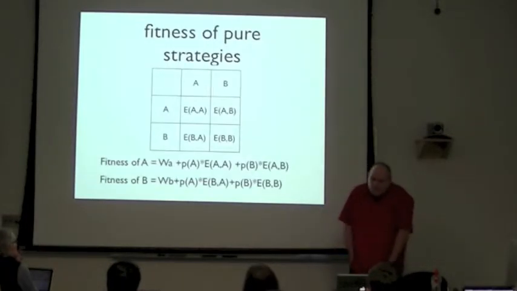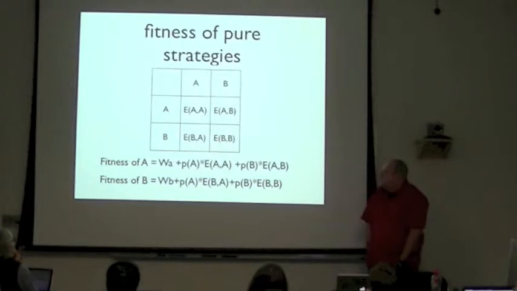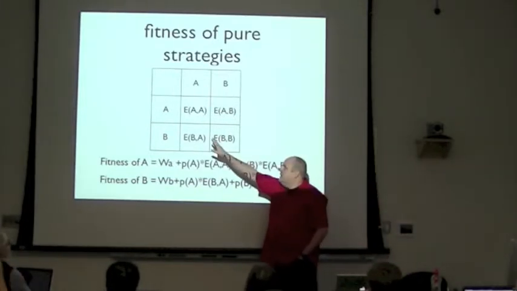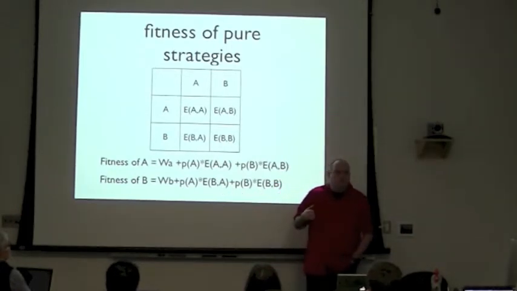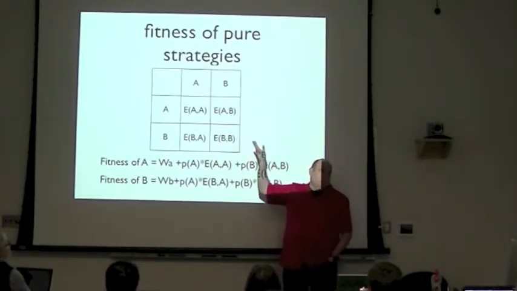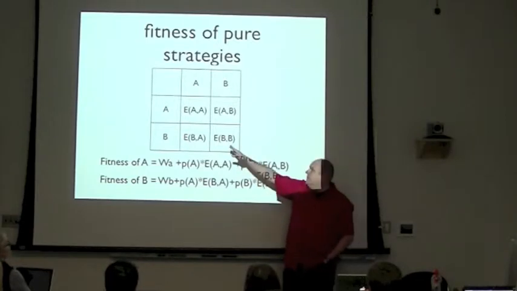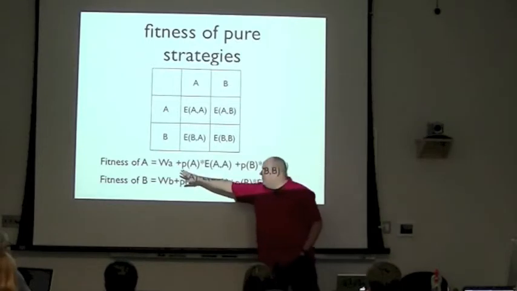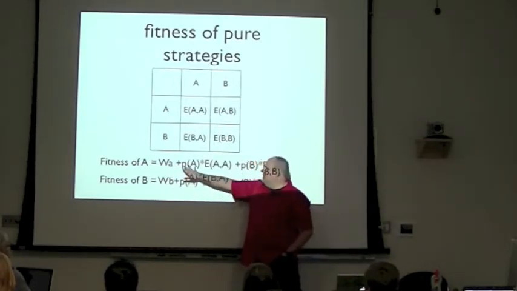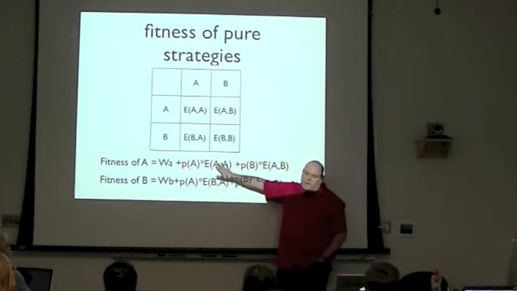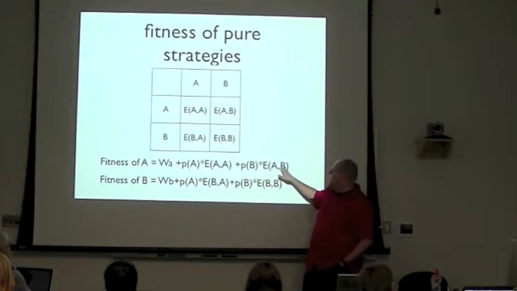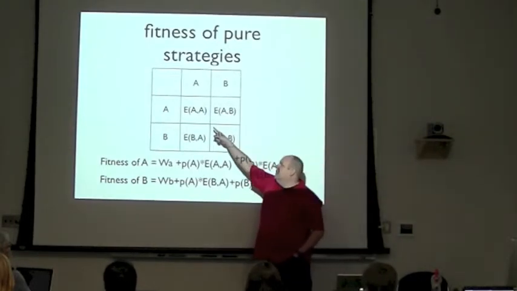Now, you can compute the fitness of pure strategies rather easily. I'm going to talk you through that. If you are an A player, there's a certain probability that you encounter an A player, and that depends on the frequency of A players. The payoff you get, E of AA, is your base fitness, which we usually ignore, plus the frequency of A's times the payoff that you as an A player get against A, plus the frequency of B players times the payoff that you get against the B player. Basically, we consider this first rule.